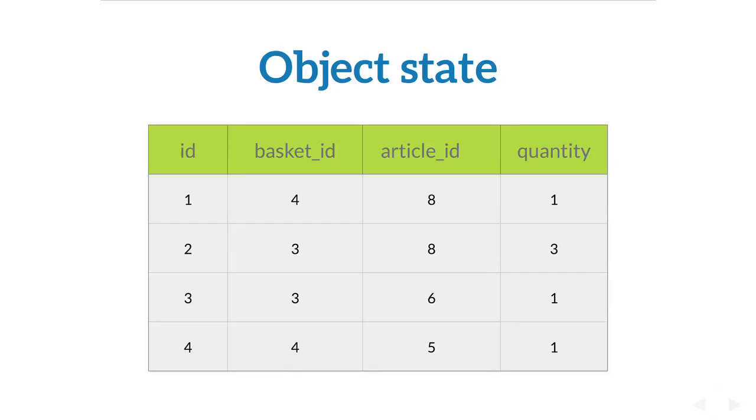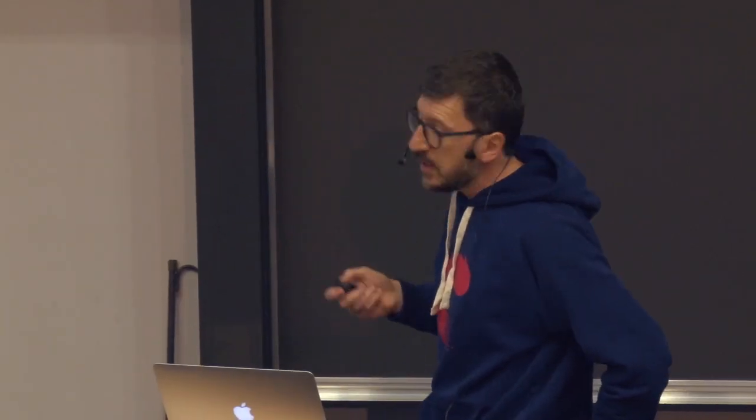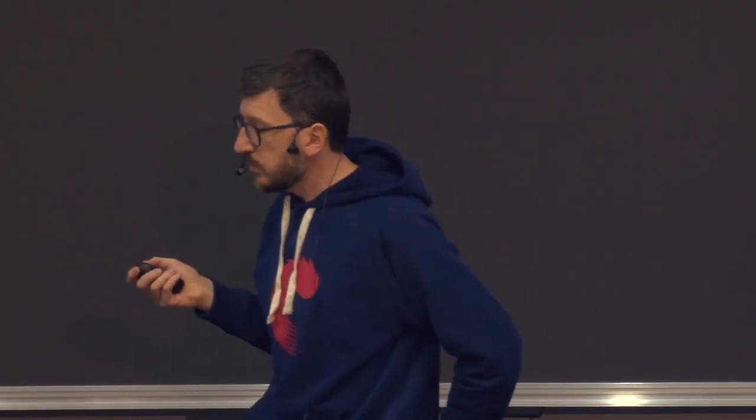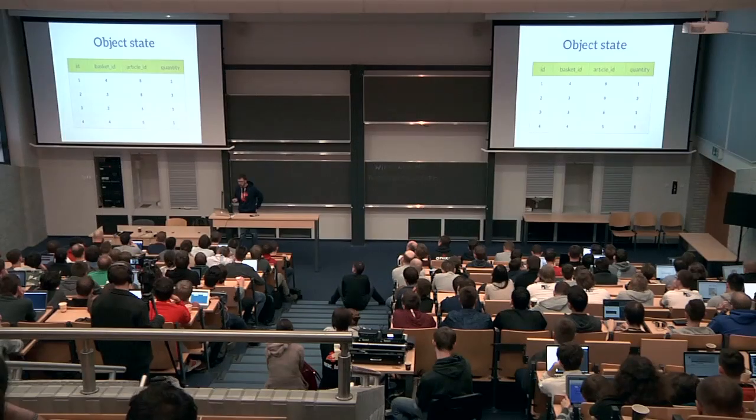We can do a little more. In our databases, usually the data is persisted in something like this. So in tables, where each row of a table represents an object, and it contains the state of an object. So in this case, the basket ID 4 contains the article 8 with quantity 1 and the article 5 with quantity 1. It contains two items, okay. And the state of our object is defined by this table.